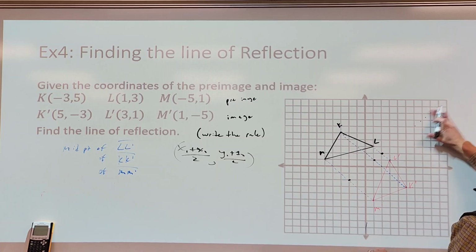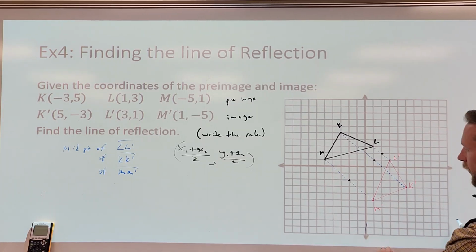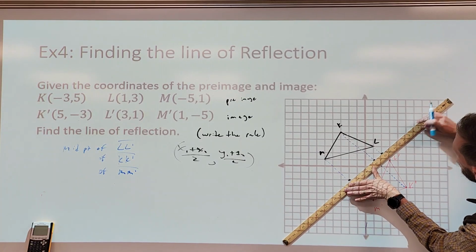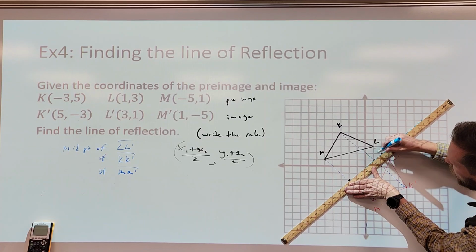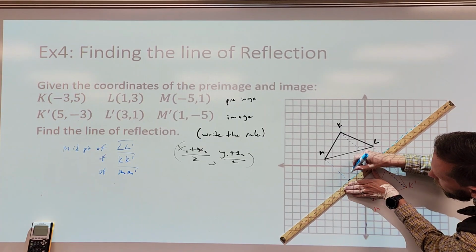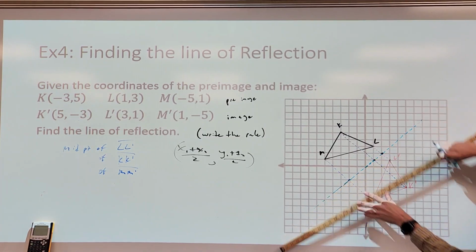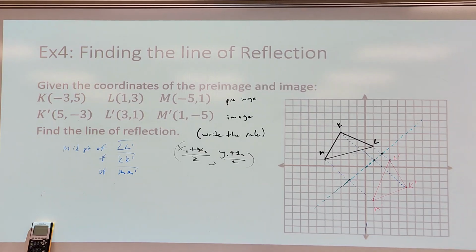I'd love to do that in a different color. I have one other color, but it's a light blue. Someone left this in my classroom, so I'll just use that. Let's see how that goes. Whoops. All right, so there is our line of reflection.